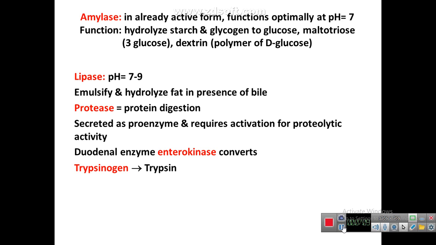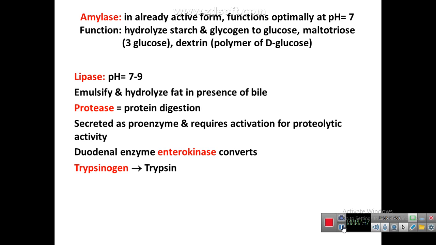It functions optimally at pH 7. The function of amylase is to hydrolyze starch and glycogen to glucose, maltotriose, which is composed of 3 glucose units, and dextrin, which is a polymer of D-glucose. Second, lipase, which functions optimally at pH 7 to 9. The function of lipase is to emulsify and hydrolyze fats in the presence of bile.